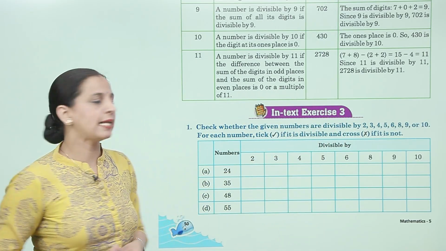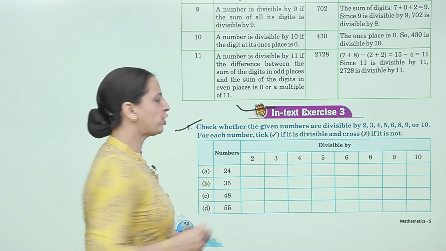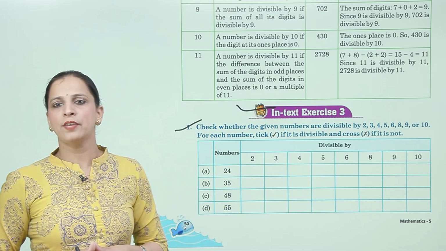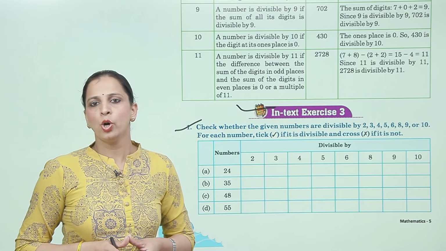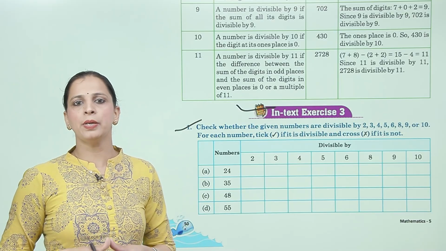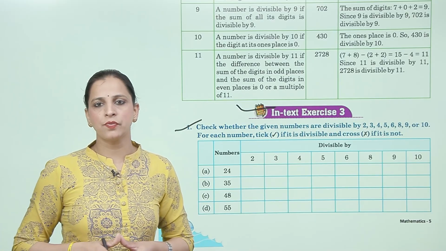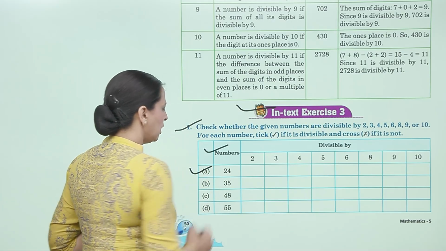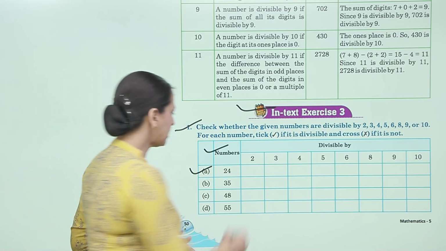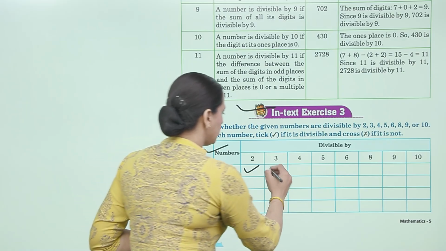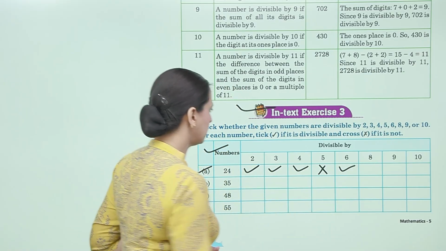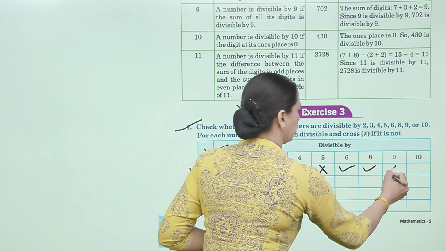Now in text exercise 3. Question number 1. Check whether the given numbers are divisible by 2, 3, 4, 5, 6, 8, 9 or 10. For each number, tick correct if it is divisible and cross if it is not. Now, number A is 24. Yes, divisible by 2. Yes, yes, no, yes, yes, no and no.